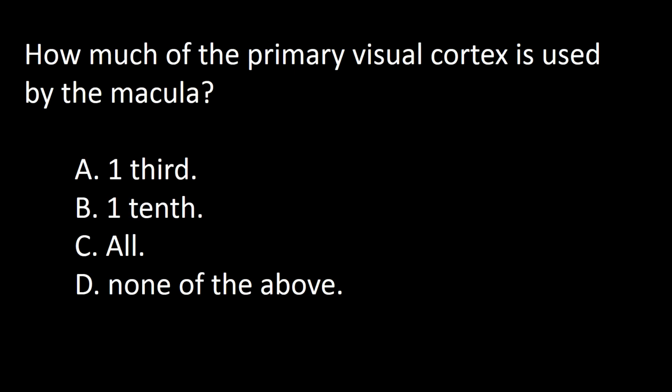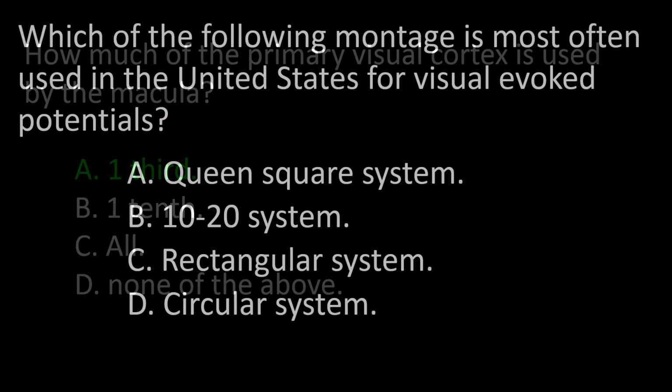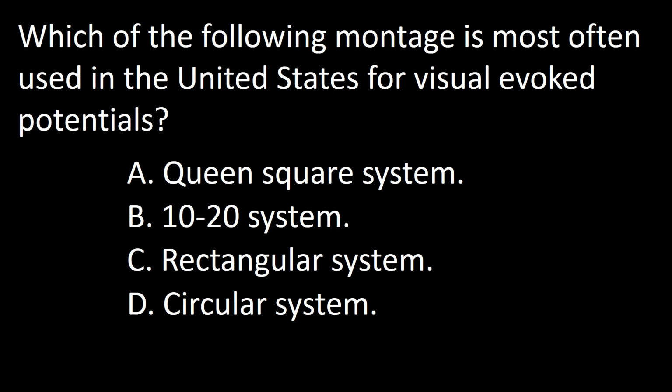So the answer to this question is A. Next question. Which of the following montage is most often used in the United States for visual evoked potentials? A. Queen Square system, B. 10-20 system, C. rectangular system, D. circular system.